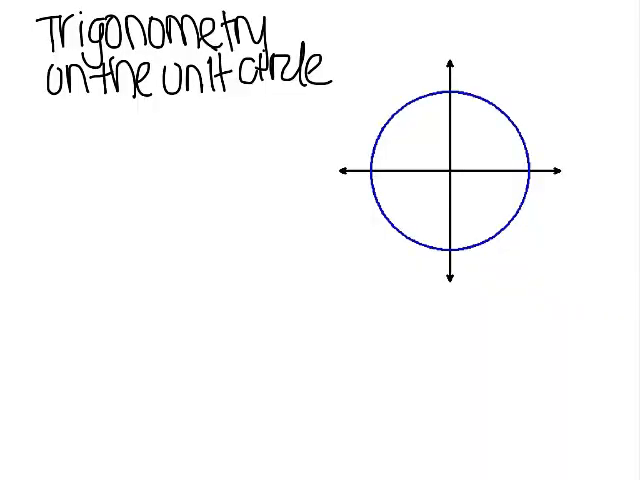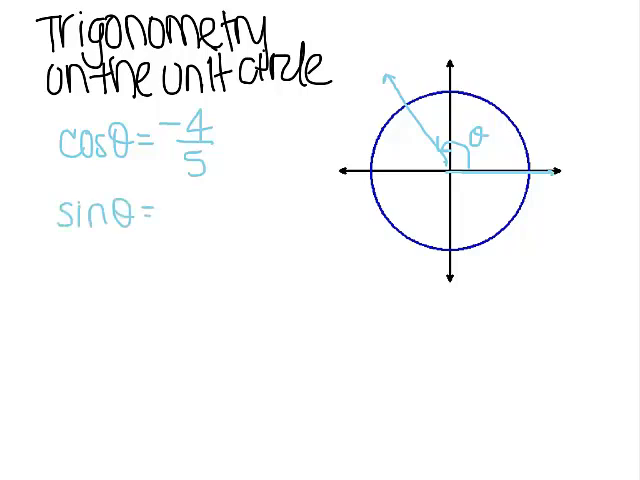Say you're given a picture of an angle, and let's put it in quadrant 2. So here's the picture of your angle in quadrant 2, and this is going to be considered your theta. The information that you're given is that the cosine of theta equals -4/5, and it asks you to find the sine of this angle and the tangent of this angle.